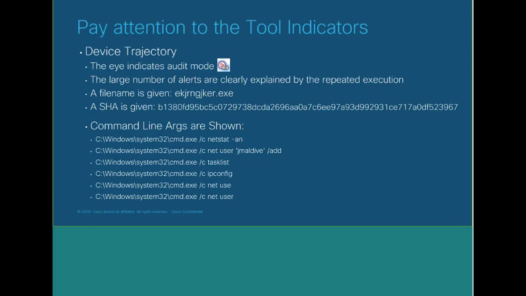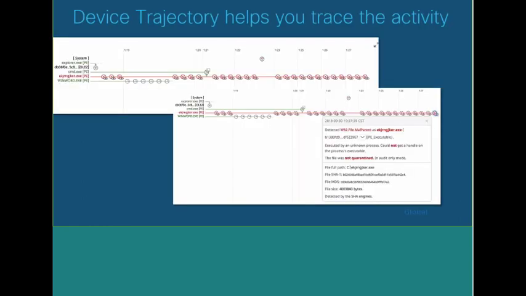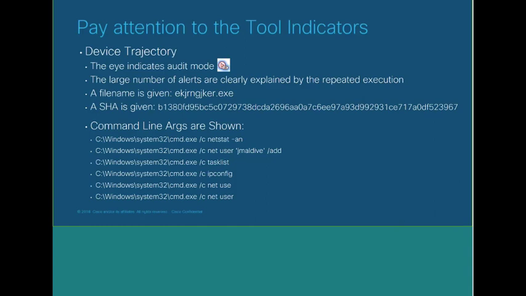The little eye over the alert icon indicates that it's in audit mode, and you'll get that on every alert in the chain when you're in audit mode. So if you look at this device trajectory again, you see every one of those red circles with a symbol, and it has the little eyeball. This means you are not blocking threats. You have configured AMP, but the policy that this machine belongs to is only in audit mode.